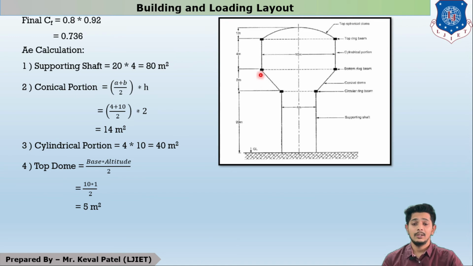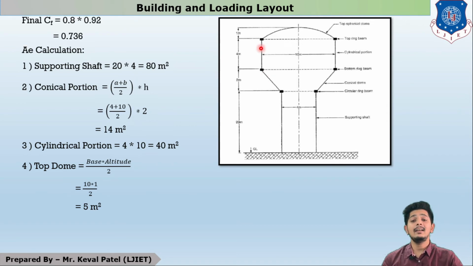The conical portion is like this. So A plus B, it will be considered as a trapezoid, right? So (A plus B) by 2 into H. So A is this, B is this. So (4 plus 10) by 2 into H. H is 2. So 14 meter square.